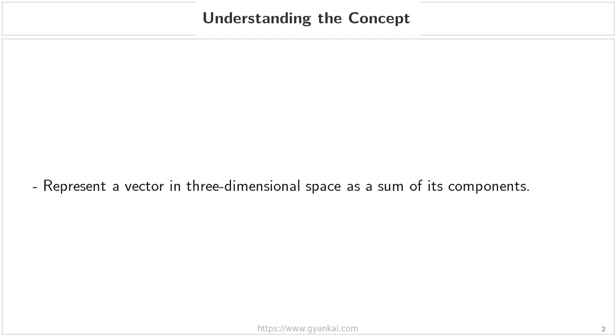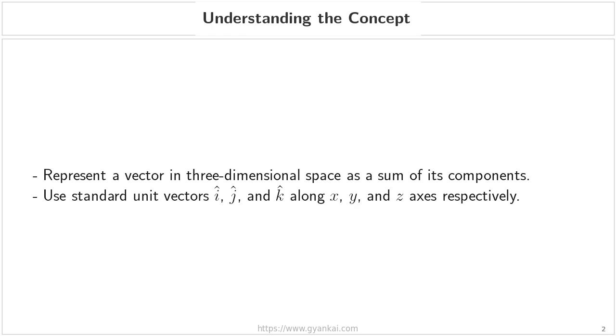Understanding the concept. Now that we've recalled the geometric definition from our previous slide, let's look at how we actually write these vectors down in practice. Instead of just looking at lengths and angles, we can represent a vector in three-dimensional space as a sum of its individual components. To do this, we use what we call standard unit vectors, i hat, j hat, and k hat. These are simply vectors with a magnitude of 1 that point along the x, y, and z axes respectively.